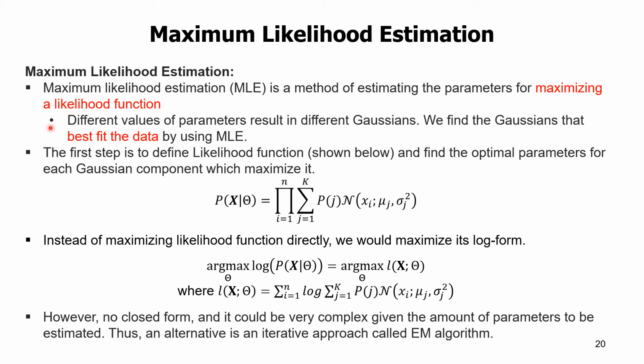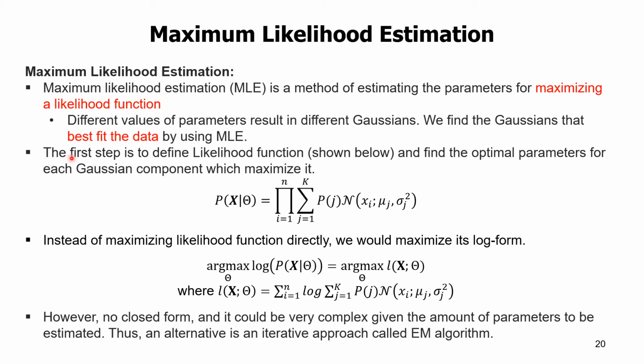So in the case of Gaussian mixture model, we know that different values of parameters result in different sets of Gaussians. So the goal of EM algorithm is to find the Gaussians that best fit, that best explain or best describe the data by using MLE. That is the goal of EM algorithm.